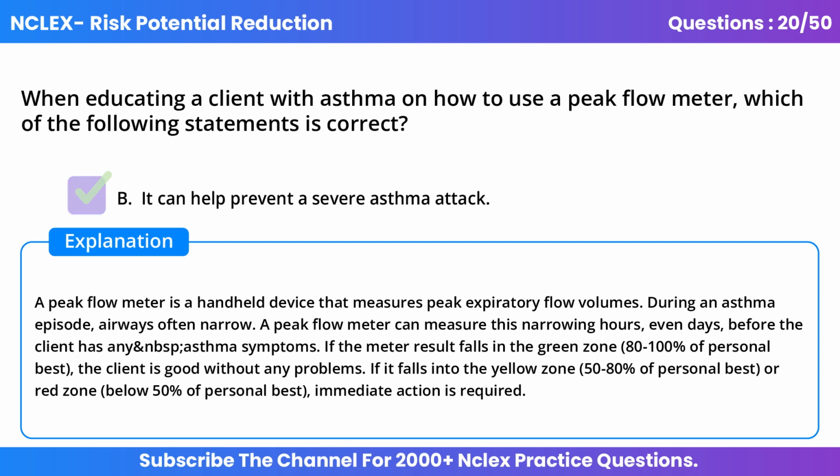A peak flow meter is a handheld device that measures peak expiratory flow volumes. During an asthma episode, airways often narrow. A peak flow meter can measure this narrowing hours, even days, before the client has any asthma symptoms. If the meter result falls in the green zone, 80 to 100% of personal best, the client is good without any problems. If it falls into the yellow zone, 50 to 80% of personal best, or red zone, below 50% of personal best, immediate action is required.